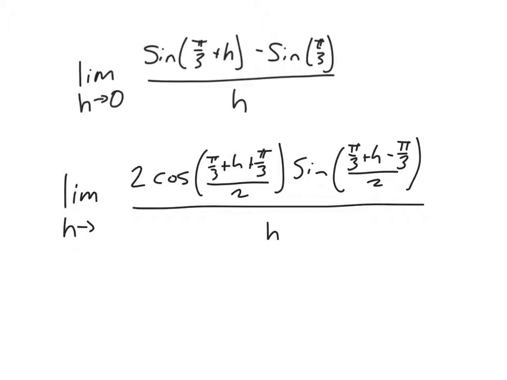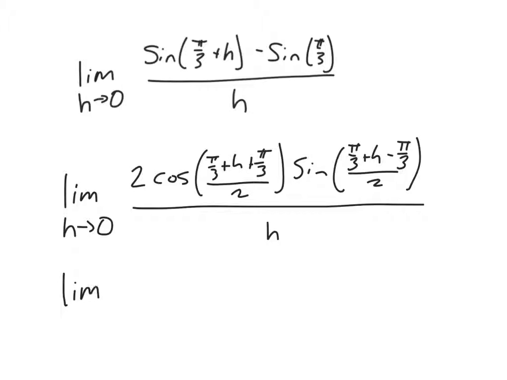We haven't done anything interesting yet. Oh, let me add a 0 right there. We haven't done anything interesting yet. All we've done is transform the numerator using our identity and the fact that we're going to use alpha equal pi over 3 plus h and beta equal pi over 3. Okay, so the next thing we have to do is do some simplification. I should be able to squeeze that in on the bottom of this slide.